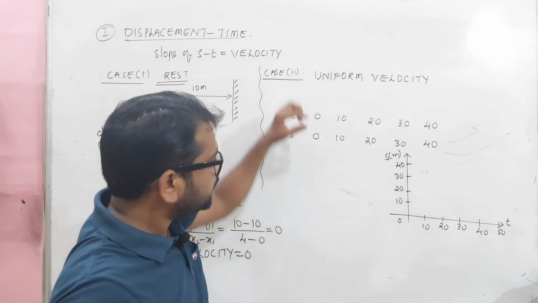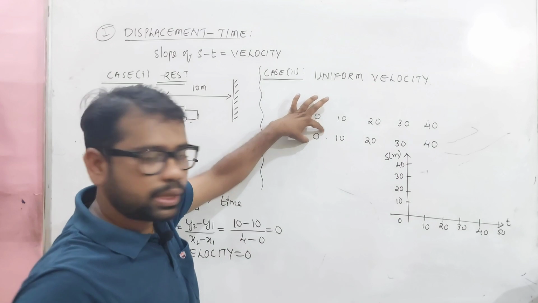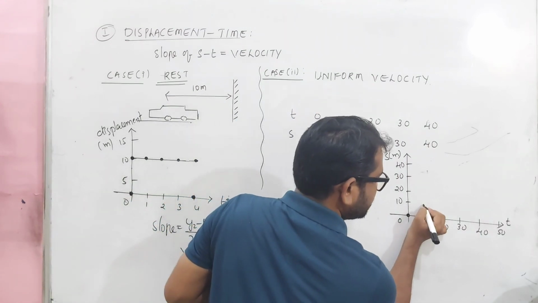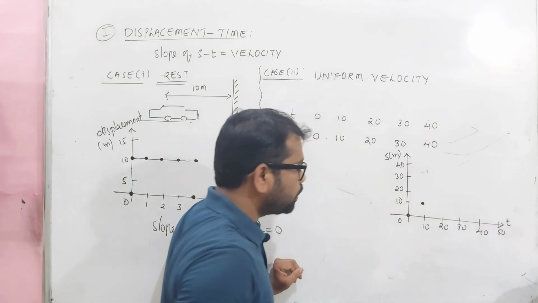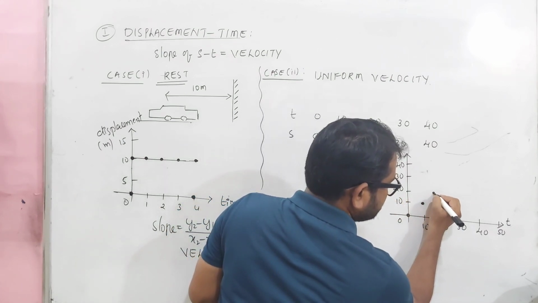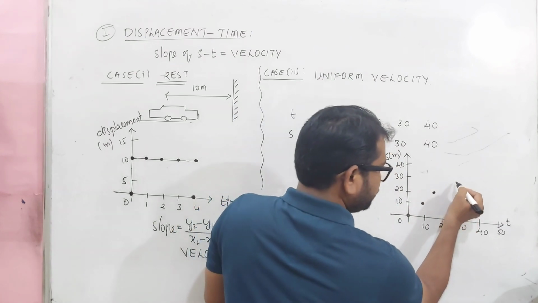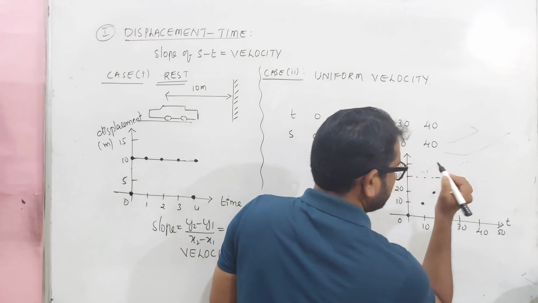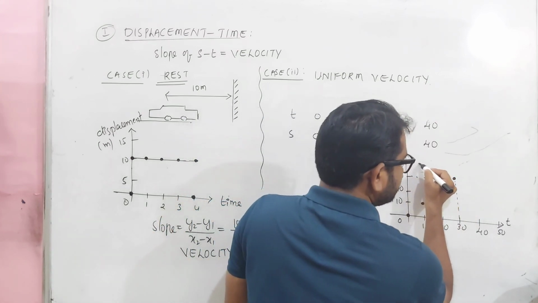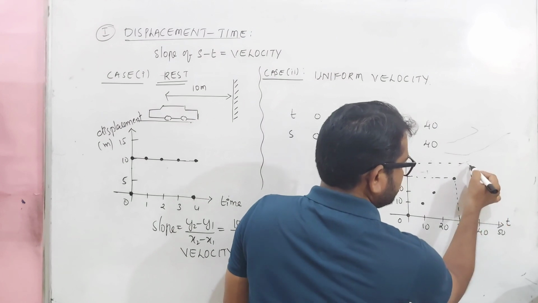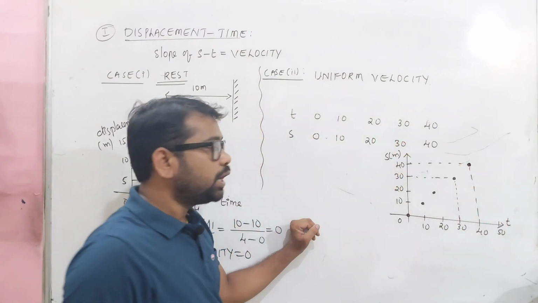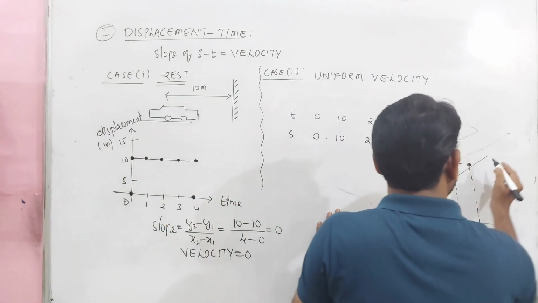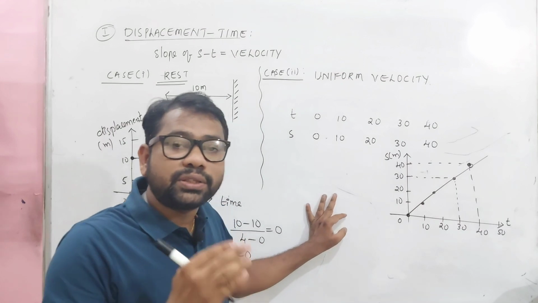Initially, when the time is 0, displacement is 0 only, so here is a point. After 10 seconds, the displacement is 10 meters, so the point will be here. After 20 seconds, the displacement is here. After 30 seconds, here will be this one. After 40 seconds, we get this point. Now try to connect the points, and we get a straight line passing through the origin.